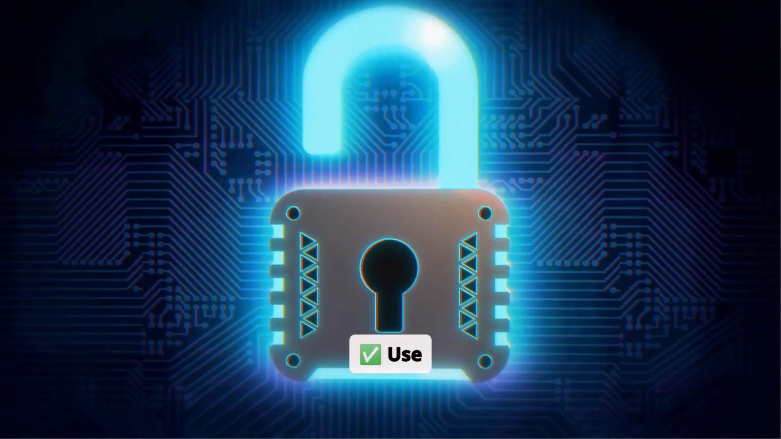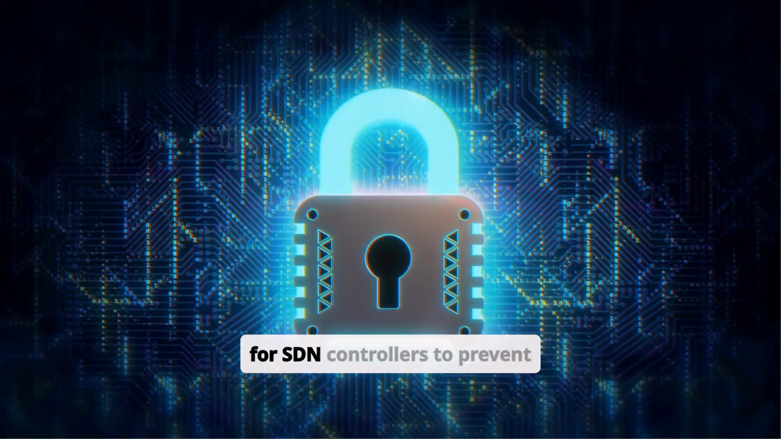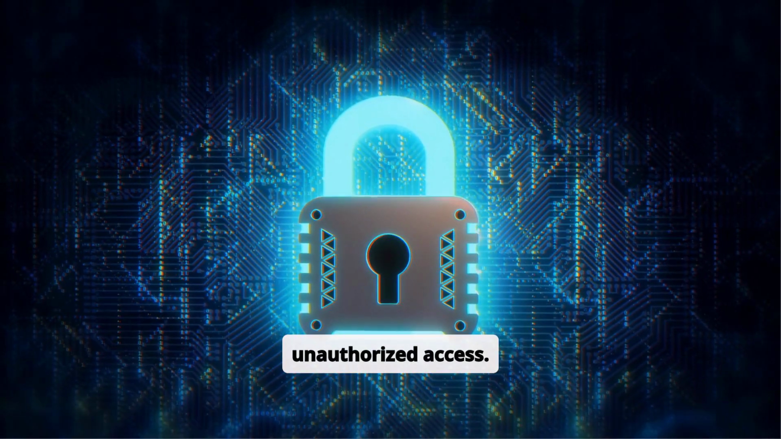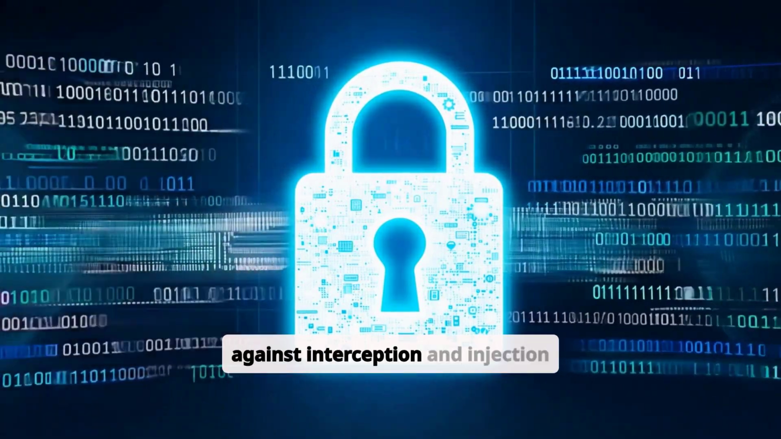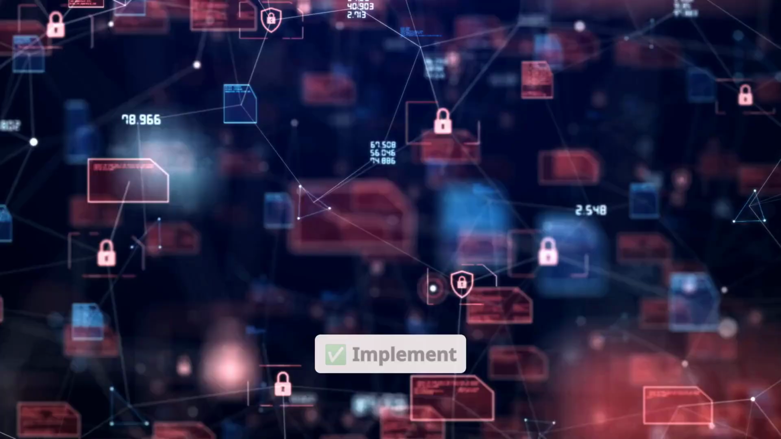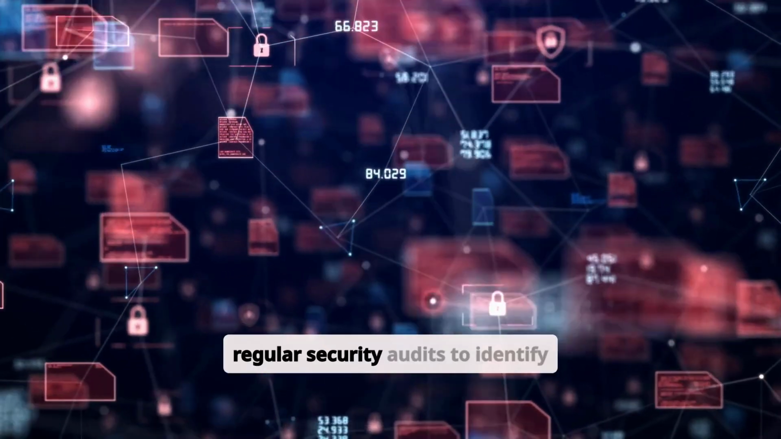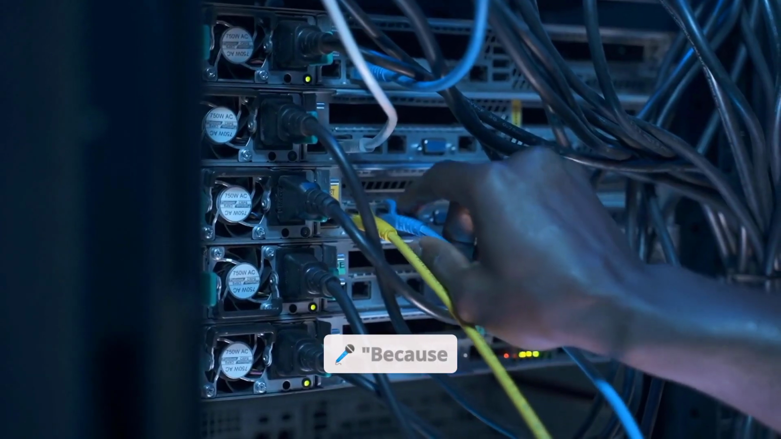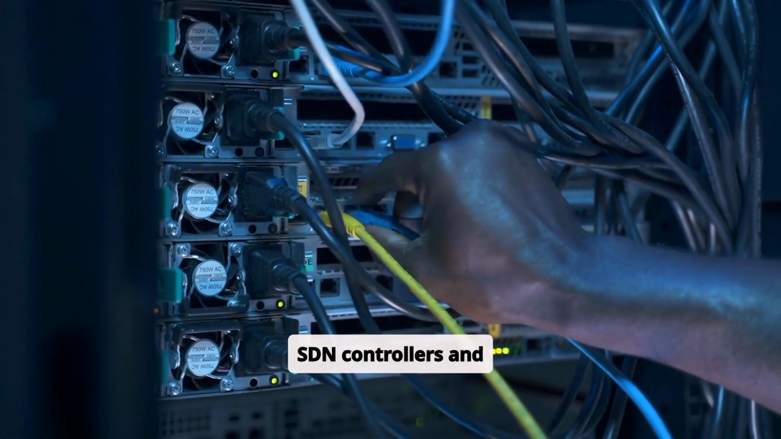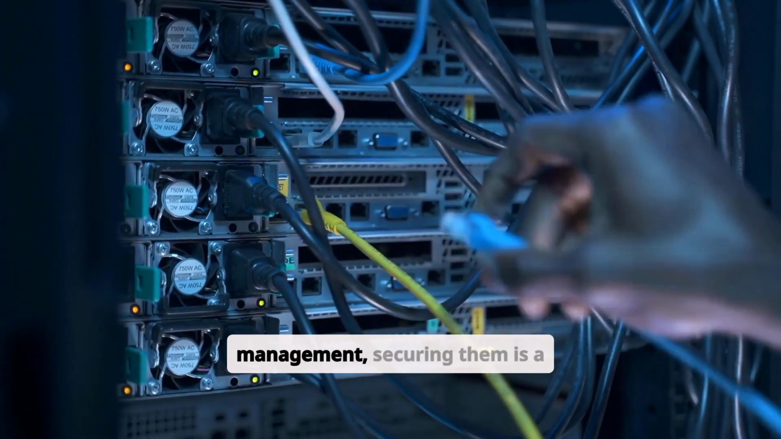Use multi-factor authentication, MFA, for SDN controllers to prevent unauthorized access. Encrypt API communications to protect against interception and injection attacks. Implement regular security audits to identify and patch SDN vulnerabilities. Because SDN controllers and APIs are central to network management, securing them is a top priority.